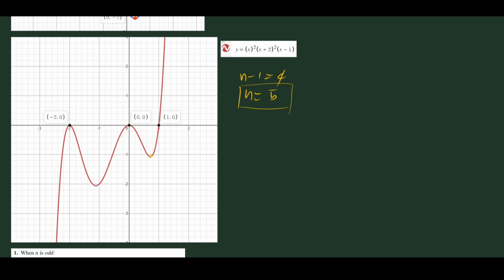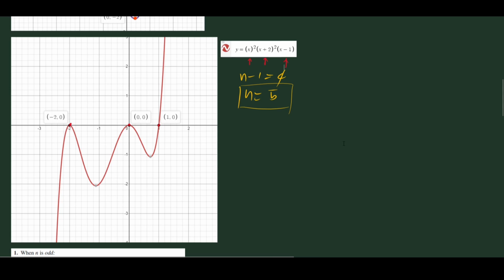Okay, so the next part would be to determine the zeros. So the zeros are (-2, 0), (0, 0), the origin, and then we have (1, 0). So as you can see, this is for the origin, and this is for x is equal to -2, and then x is equal to 1. Okay, so that makes sense, right?